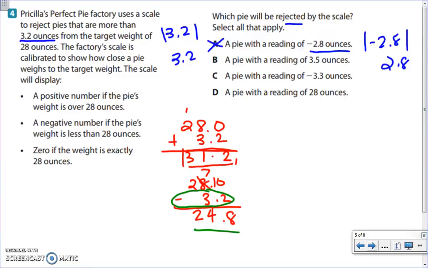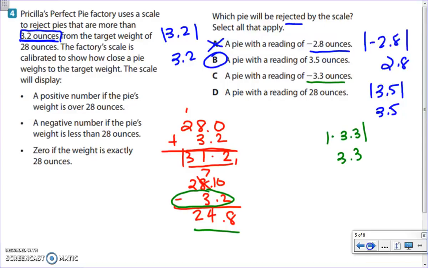It says a pie with a reading of 3.5 ounces. Okay, so the distance of 3.5 away from 28 would be 3.5 ounces. And unfortunately, we have to be within 3.2 ounces. If it's 3.5 ounces over, then we would be at 31.5, not 31.2. And 31.2 is our cutoff. So I know that it would be rejected. B would be a choice that I would choose, that would be rejected. If the pie said negative 3.3 ounces, that means that it is a distance of 3.3 away from 28 ounces, and that's an issue because it cannot be more than 3.2 ounces away. And if it's 3.3 ounces away, instead of being 24.8, it would be 24.7. That's an issue, so this would be rejected as well.